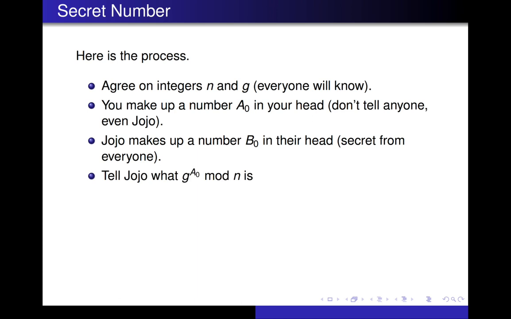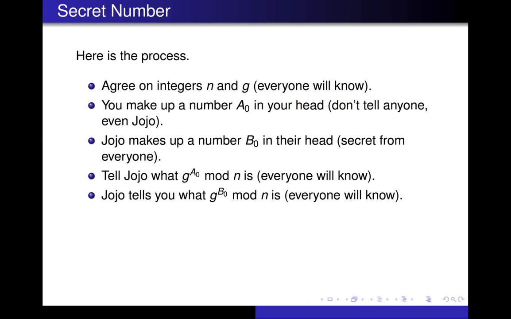Then you're going to tell Jojo what g to the a0 power is. You're going to take your secret number and take the g, that number that you agreed upon and everybody knows, and take g to that power mod n. Again, everybody's going to know this because you're telling this to Jojo. Jojo is going to tell you what g to the b0 mod n is. And again, everyone's going to know that.